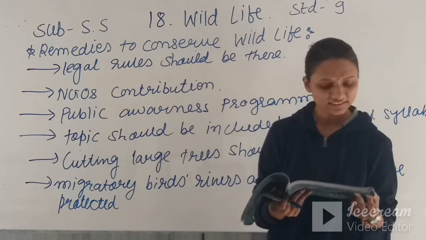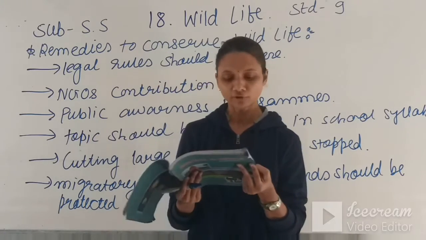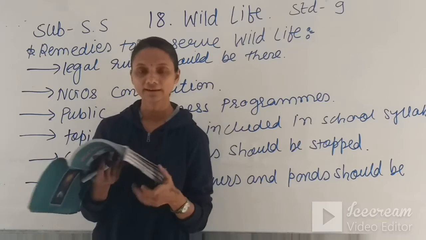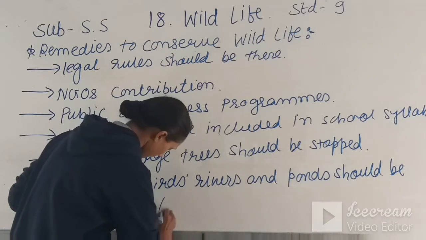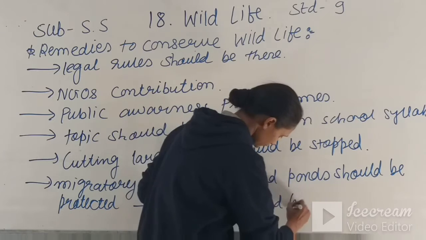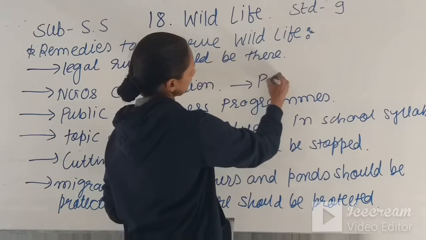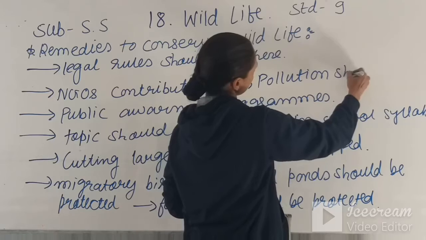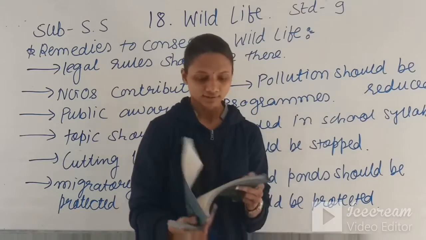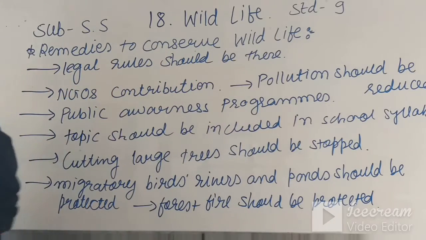Active work is urgently needed to reduce pollution. To manage forest fires, anticipatory planning should be made for patrolling and safety. We should take some action against forest fires and against pollution. So forest fire should be prevented and pollution should be reduced. These are the steps, or we can say remedies, for conserving wildlife. Please note these down, students.